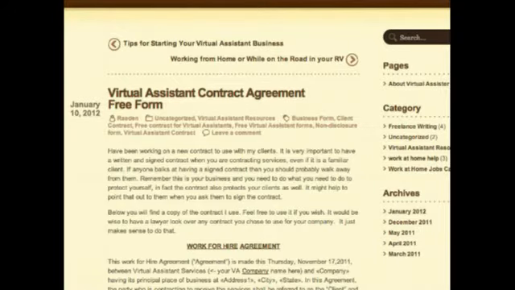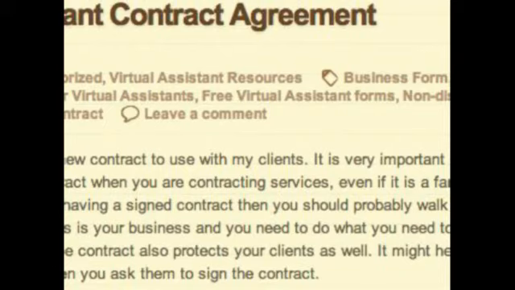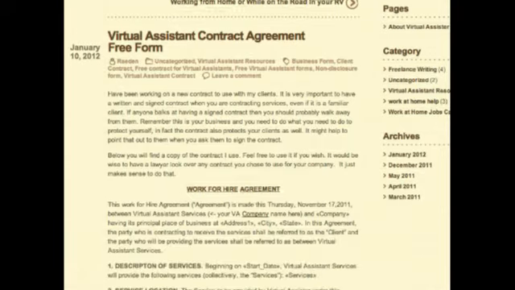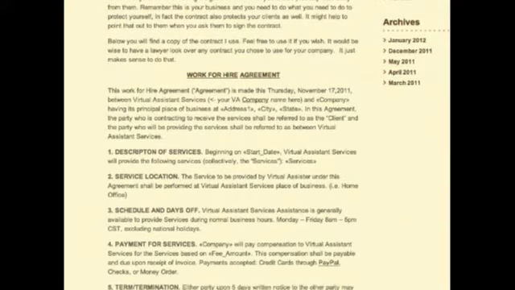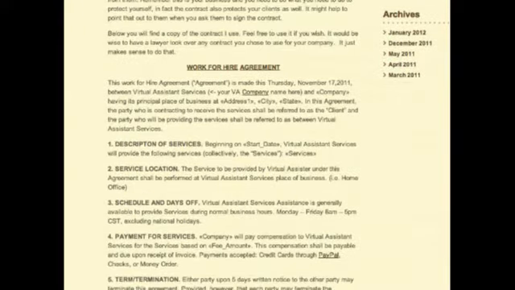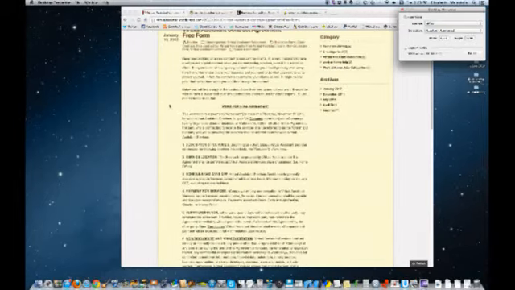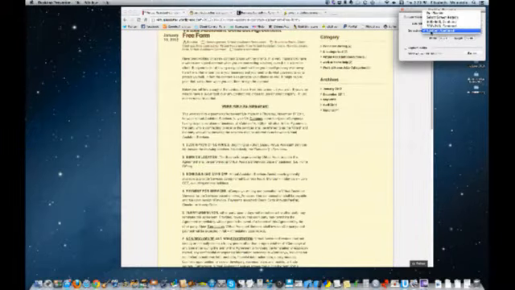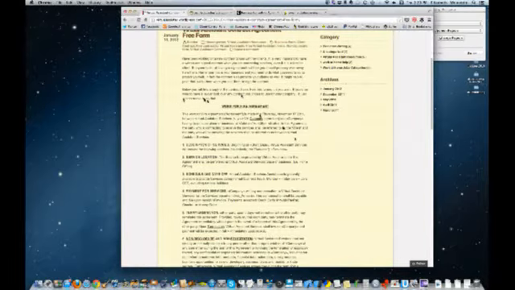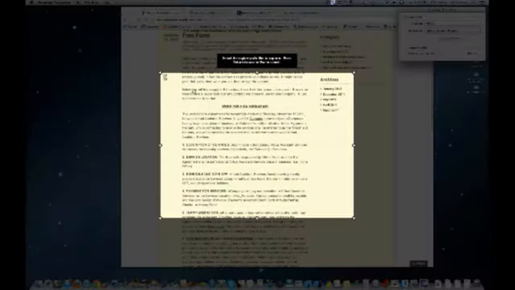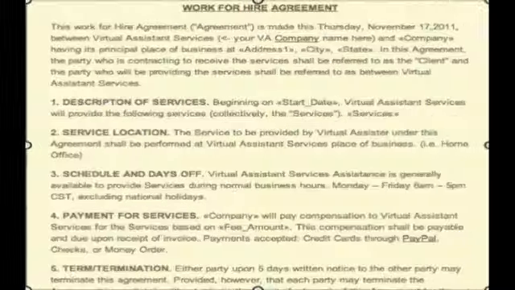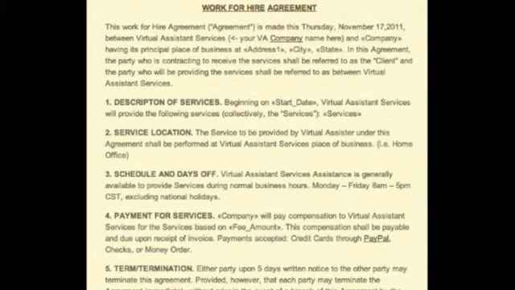It's inside of a blog post. So we can go ahead, oh, that's a little bit too close. We can go ahead and look at this contract. Let me scroll down a little bit, and let me zoom in a tiny bit. There we go. Okay. This is a work for hire agreement.